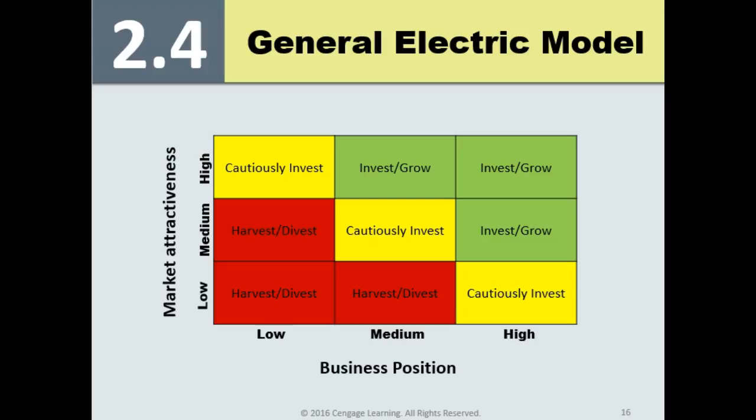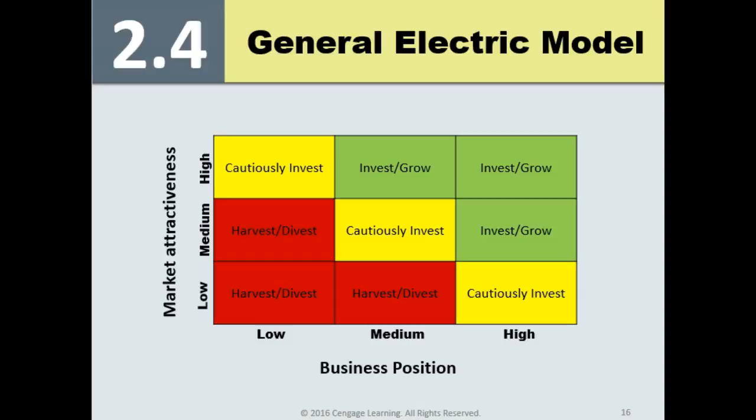General Electric came up with their own model for selecting strategic alternatives. This one here, if you're looking at it, the horizontal axis at the bottom, the business position, is just another way of saying business strengths. It measures what they do well, what they can do to take advantage of opportunities with their target market. Left-hand side, the market attractiveness, that's your vertical axis. That just measures how attractive a market is for a company to enter.